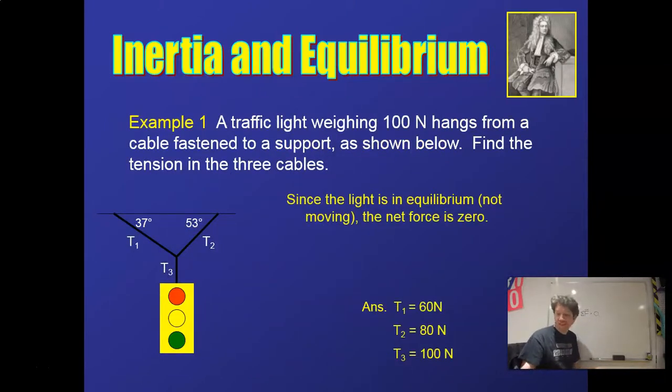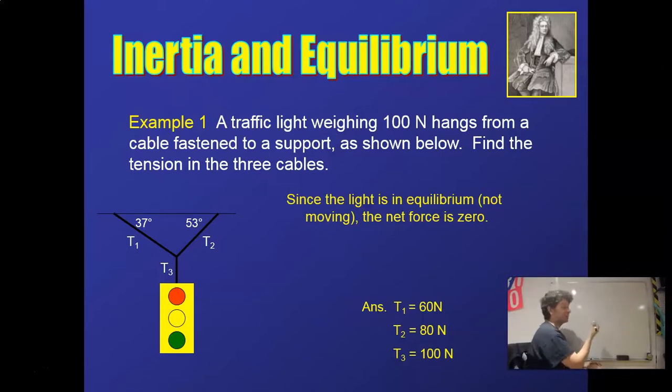Okay, so let's go over an example. This is the first example on the back. So here we have a traffic light, and the traffic light is just hanging there. Its motion is unchanging, therefore we know the net force acting on the traffic light is 0. Now this question says the traffic light weighs 100 newtons, and it's hanging from that complicated cable system shown below. We got 3 cables. Each of them will have a certain tension in them in order to balance the weight of the actual traffic light itself. And our goal, the question, is to find what the tension is in those three cables.